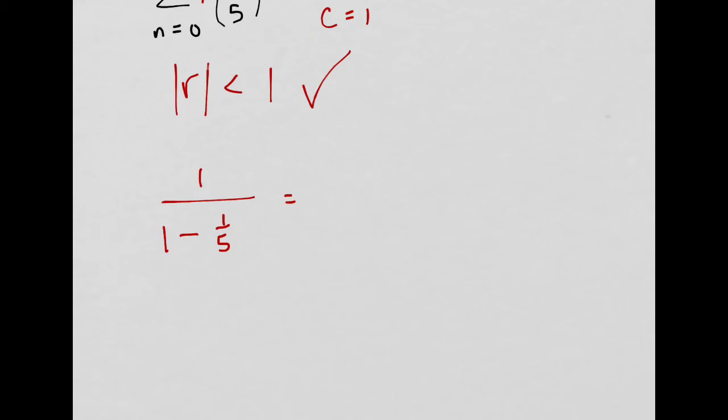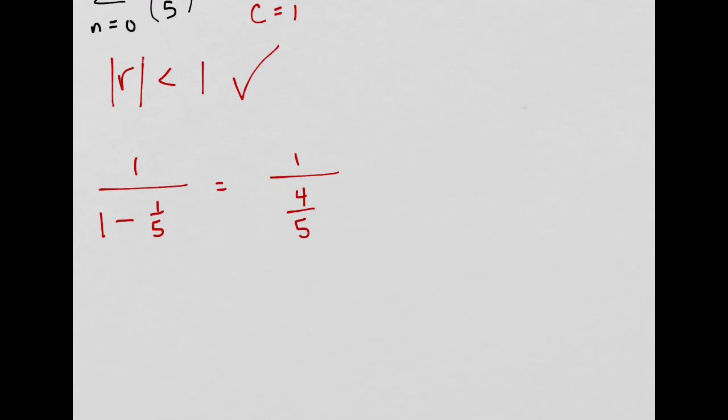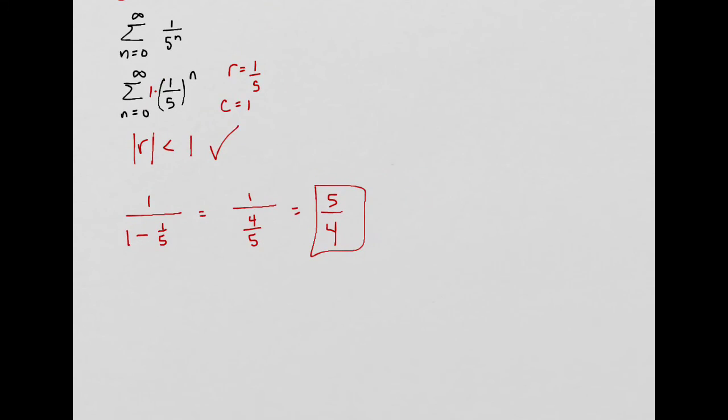And then that equals 1 divided by, well, this would be 5 over 5 minus 1 over 5, that would be 4 over 5. Flip the second one and multiply. So that would be 5/4. Easy. Now, we can think of this as converging.